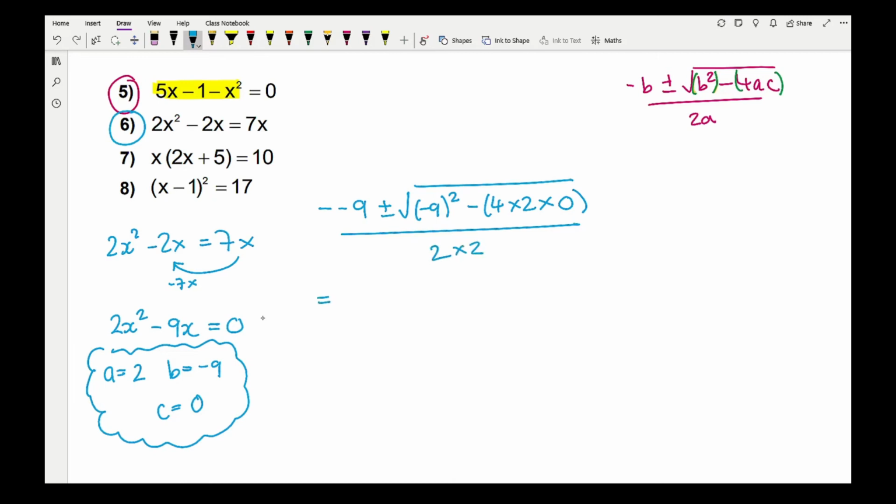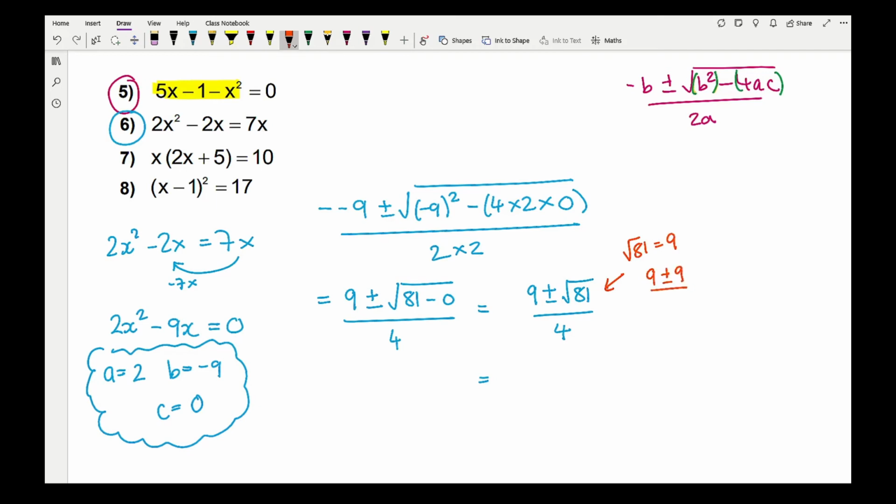So simplifying this, I get minus 9, which is positive 9, plus minus 9 squared is 81, and 4 times 2 times 0 is just 0. And 2 times 2 is 4. So simplifying this, I get 9 plus minus root 81 over 4. Now from this, we talked about this being a calculator question only, but I could do this without using a calculator. So here I know that the square root of 81 equals 9. So one possible answer is going to be 9 plus or minus 9 over 4.